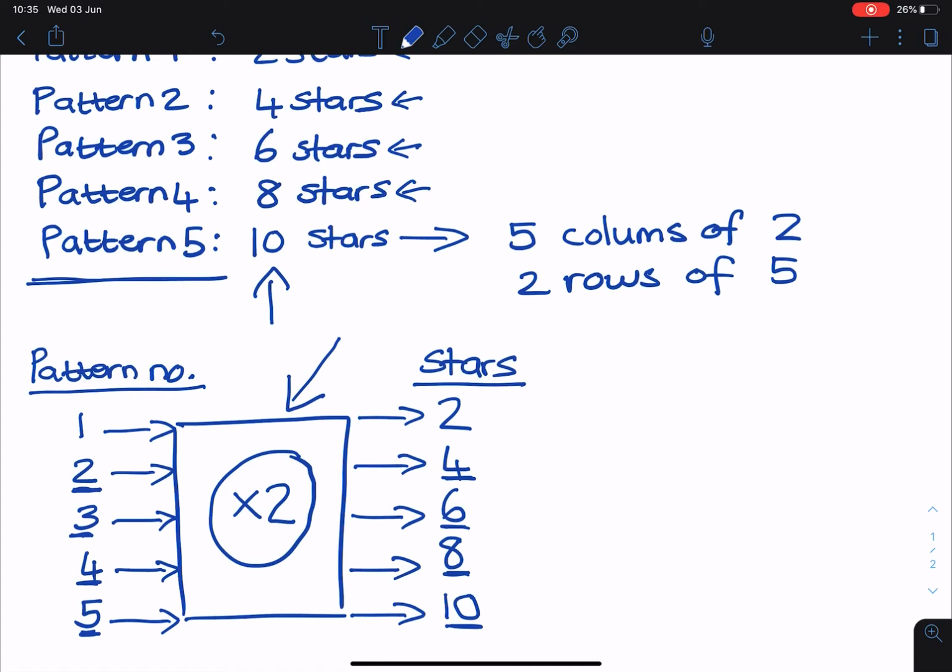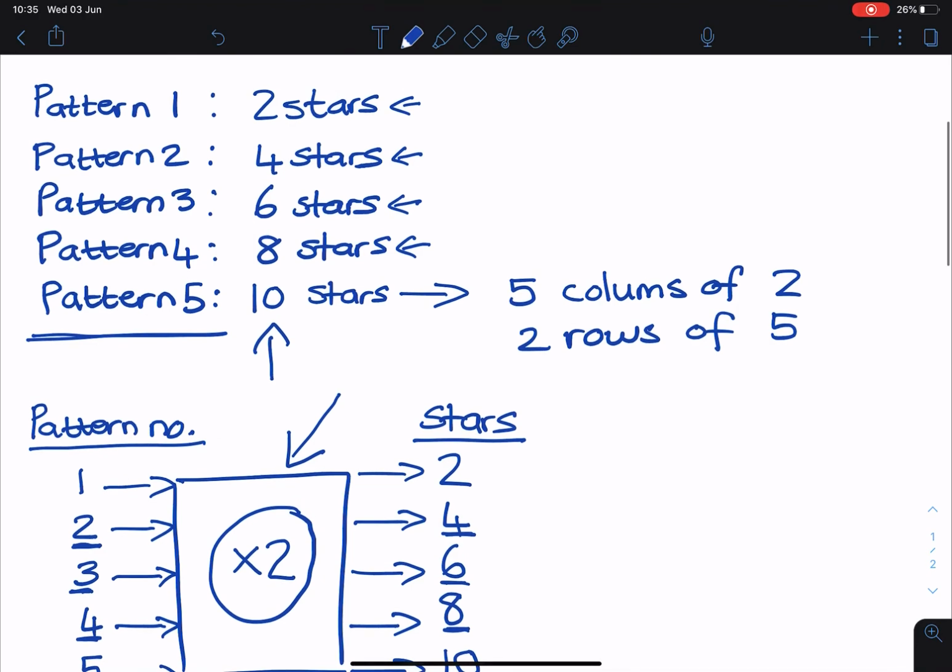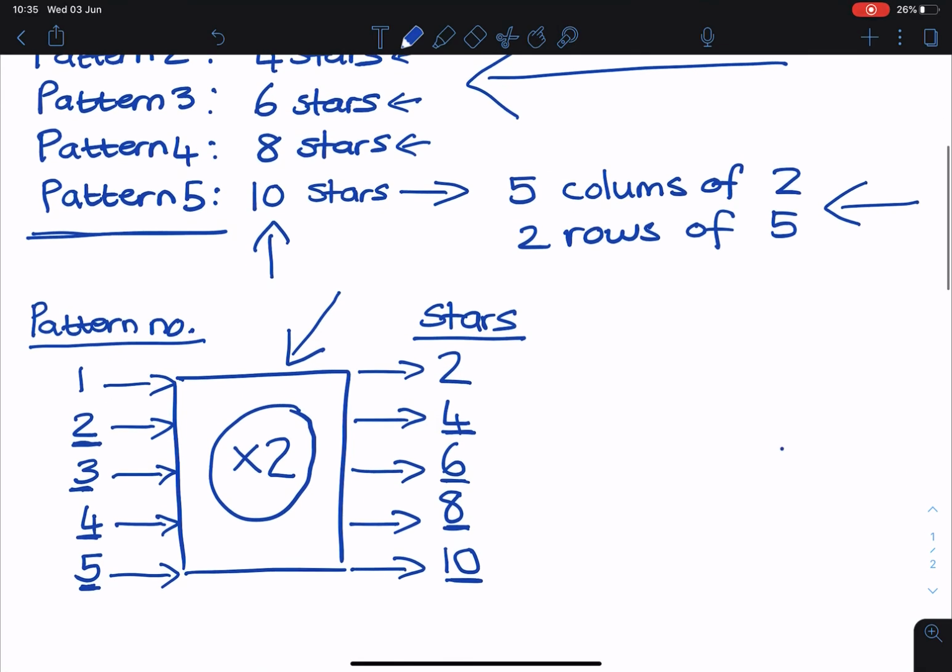So in exercise 87, you are going to say how many stars or how many matchsticks in each pattern. You are going to describe pattern 5 and explain how you got from pattern 4 to pattern 5. And lastly, you are going to draw a flow diagram for each question.